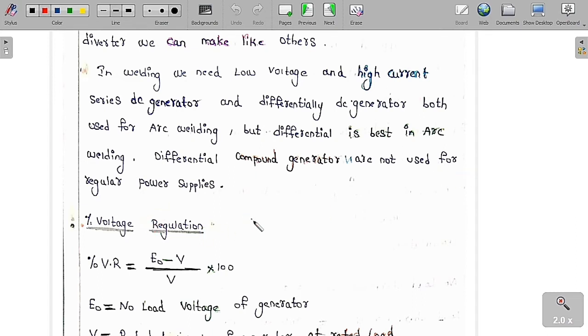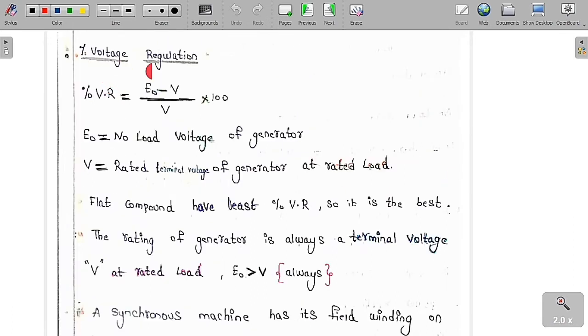So simply we can say for welding we can use both the DC series generator or the DC differential generator, but we prefer the DC differential generator rather than the DC series generator. In welding we need low voltage and high current. Differential compound generators are not used for regular power supplies. So percentage of voltage regulation is equal to no load voltage minus terminal voltage, divided by no load voltage, into 100.